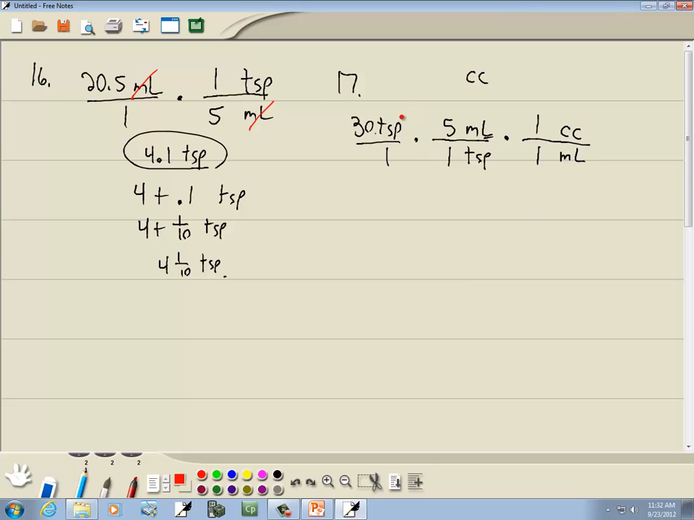If we use dimensional analysis, we have to use two fractions. Teaspoons cancel, milliliters cancel. And we got 30 times 5 is 150, times 1 is 150. 150 cc's. And that'd be your answer.